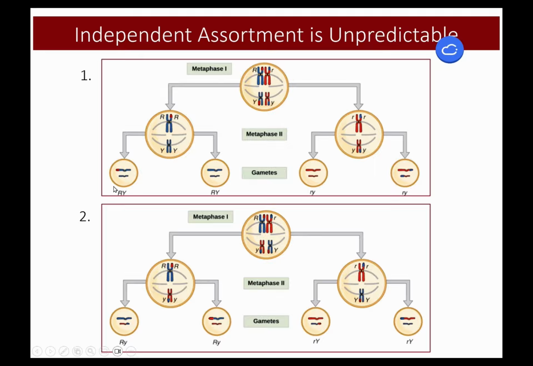So if it aligns this way, look at the genotypes of the gametes. If it aligns this way, look at the genotypes of the gametes. They are different. All of them are different. And so again, this is adding to the genetic diversity depending on how these chromosomes align. They align independent of each other.